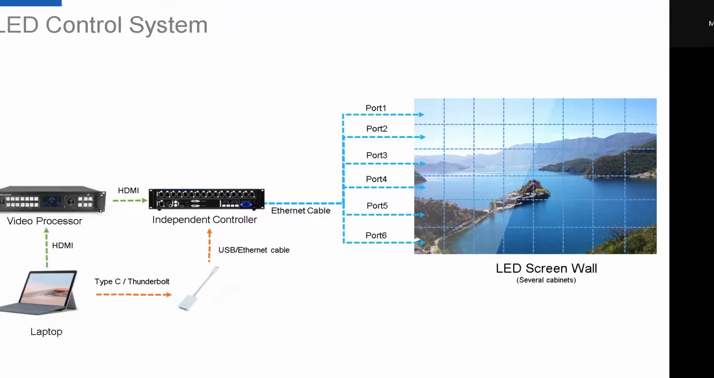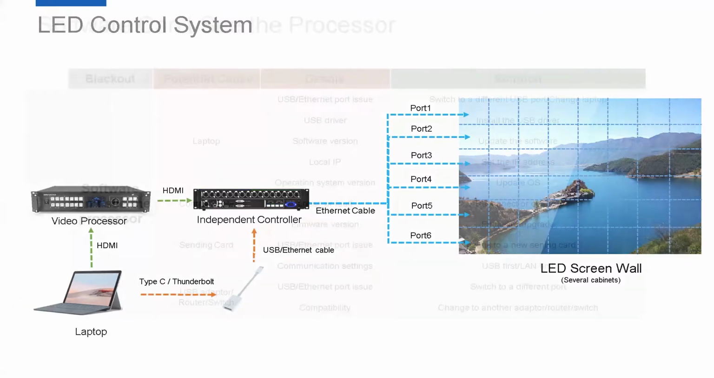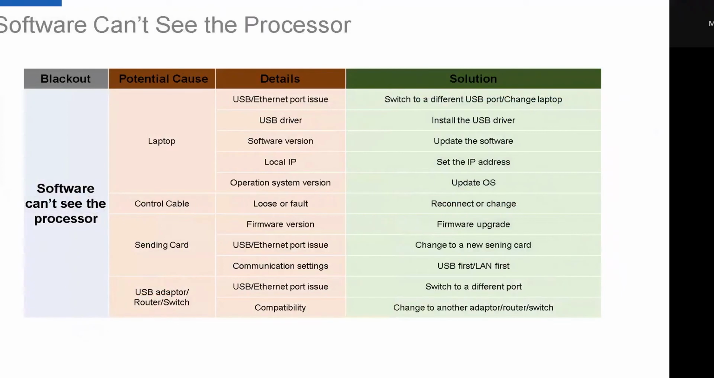Based on the three common connection methods, let's see which factors will affect the software detection. Here's a table listed all of the potential causes and the corresponding solutions. And there were four different parts. Let's check out one by one. First one is laptop. Make sure the USB port or Ethernet port is working good. Switch to a different USB port or change the laptop. See whether the issue still exists.